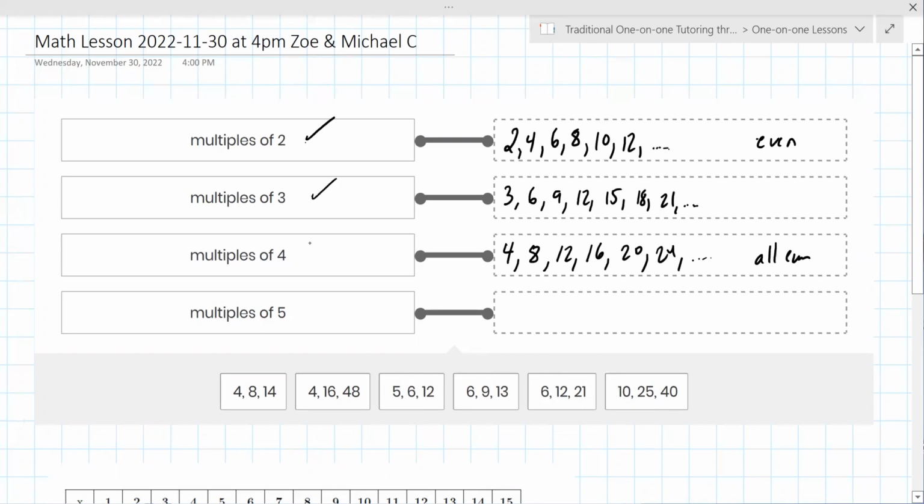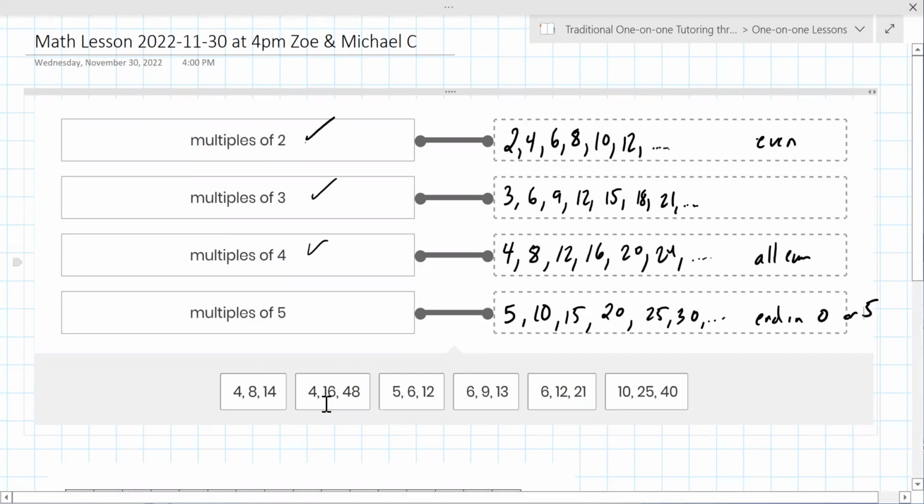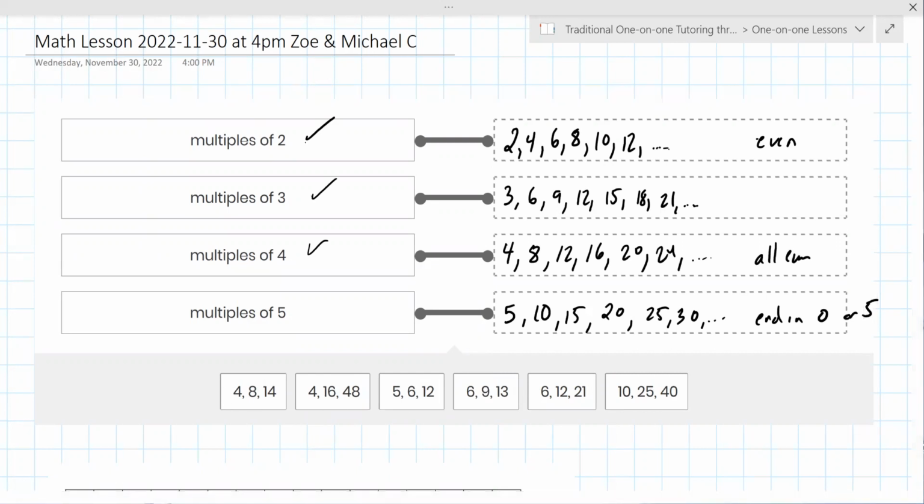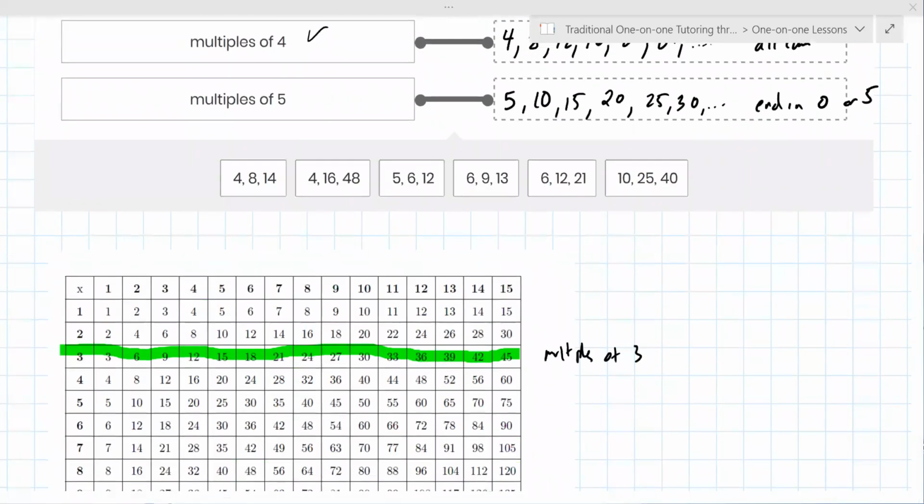Okay, so let's look at the last one here, these multiples of 5. That's 5, 10, 15, 20, 25, 30, and so on. Notice these end in 0 or 5. You see that? They end in 0 or 5. So which of the groupings down here in the bottom all end in 0 or 5? The 10, 25, and 40. Yeah, perfect. I think you've got that down really well.